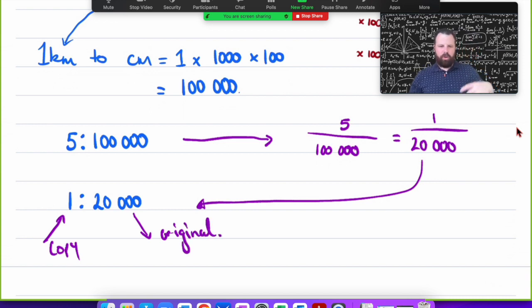So 1 unit on the copy is 20,000 units on the original. 1 millimeter, 20,000 millimeters. 1 centimeter, 20,000 centimeters. You guys get the idea. Let's go through and look at some more examples.